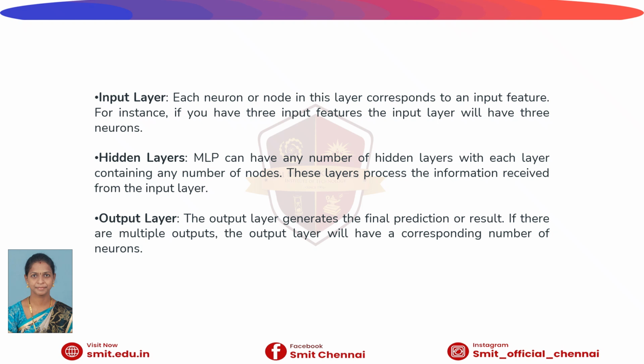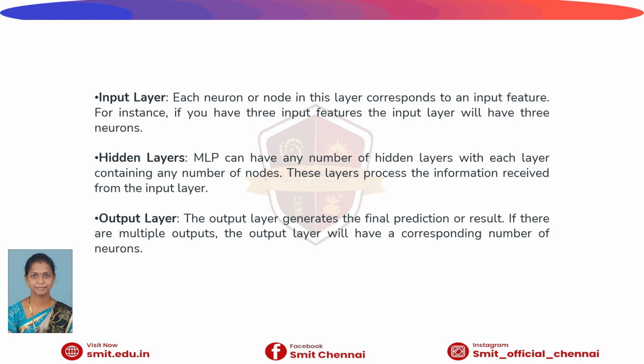Next is hidden layer. Hidden layers are responsible for processing the information received from the input layer. An MLP can contain one or more hidden layers, and each layer can have multiple neurons. These layers help the network learn complex relationships and patterns present in the data.